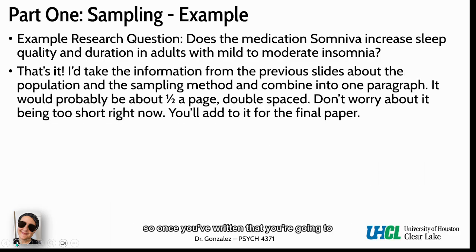So once you've written that, you're going to put that information together about the population and the sample, combine it into one paragraph, or use 2 or 3 shorter paragraphs. I would gather that this would probably be at least half a page double-spaced. If it's not that long right now, don't worry, we can beef it up. But again, I just don't want to see "I'm using a purposeful sample and I'm going to recruit adults." That's insufficient. If you've got doubts about it, reach out to me.